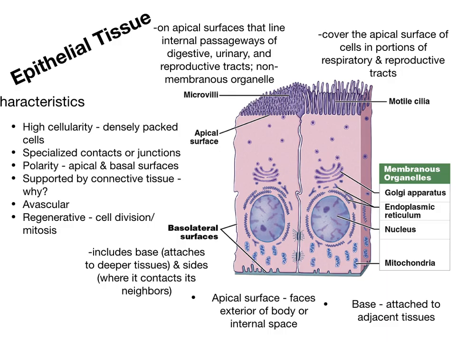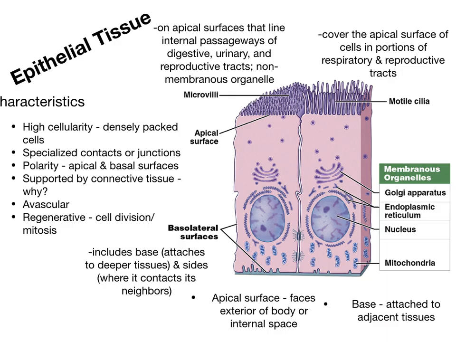Epithelial tissues can also regenerate very rapidly. Their cell division and mitosis occur very quickly. That's why we shed skin so quickly, because we're constantly using it. It's constantly exposed to harsh environmental conditions, so it has to regenerate much quicker to keep those cells fresh and alive. Up there on the apical surface, they line the internal passageways of the digestive, urinary, and reproductive tracts, and these are non-membranous organelles.